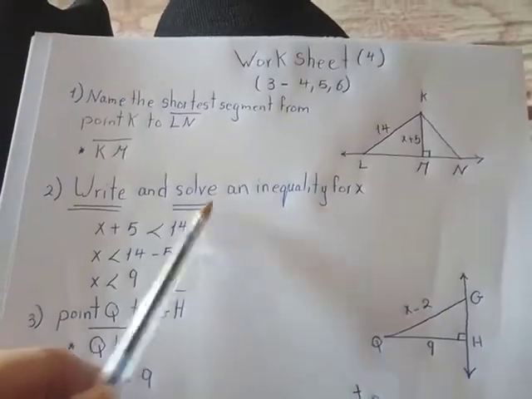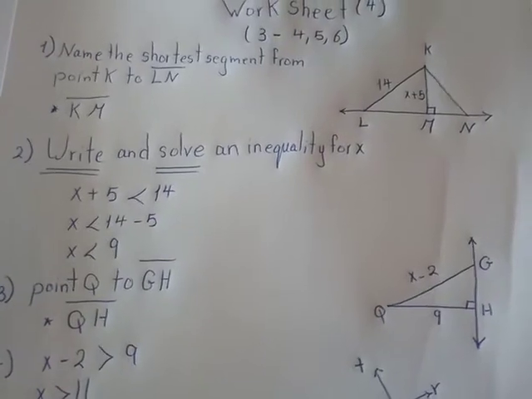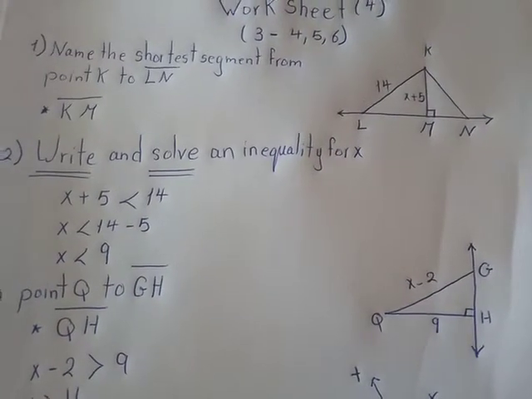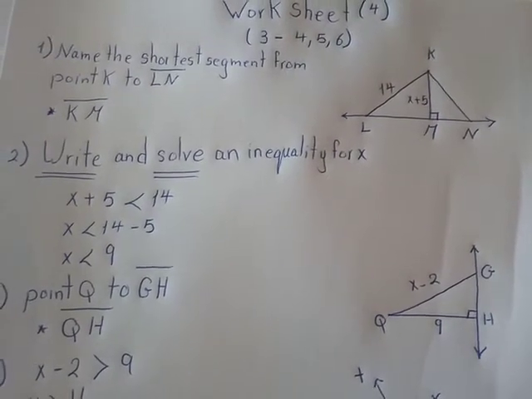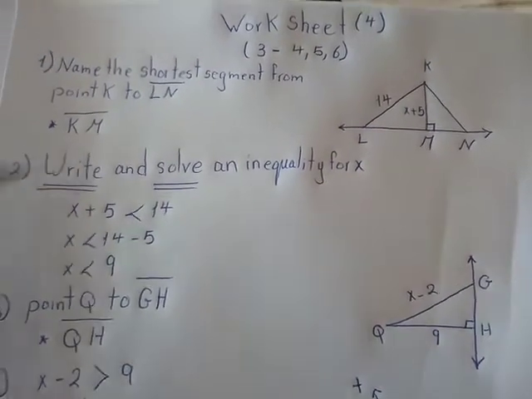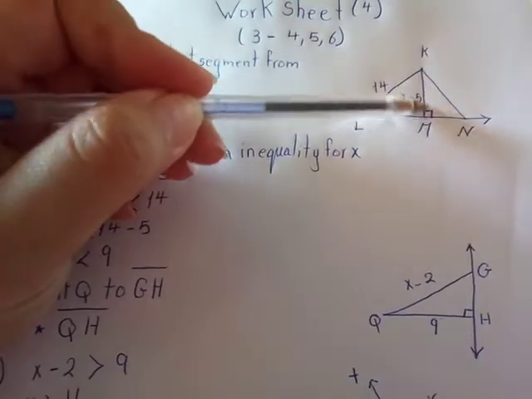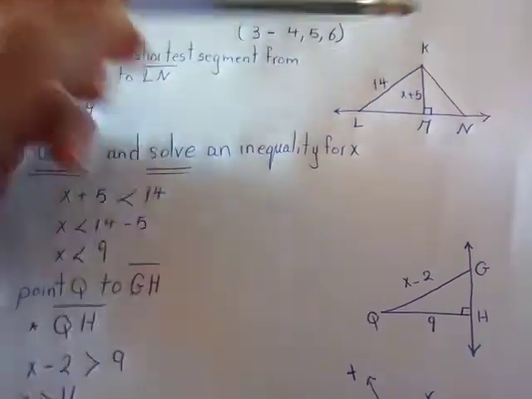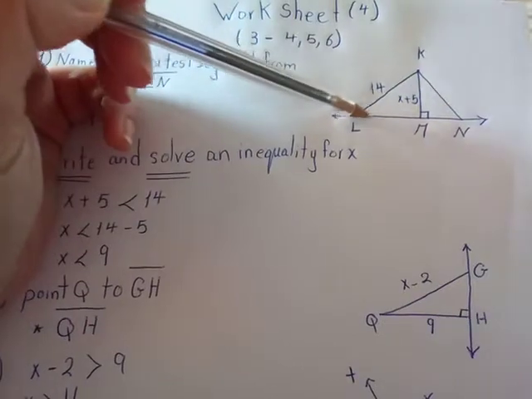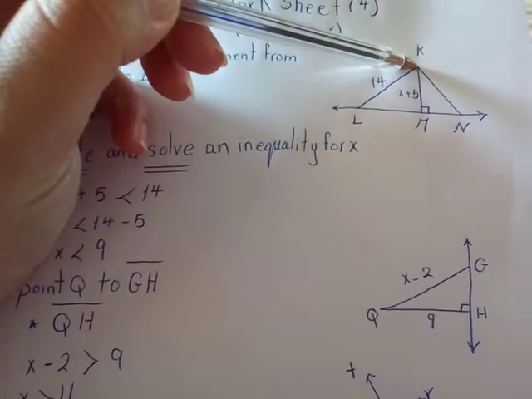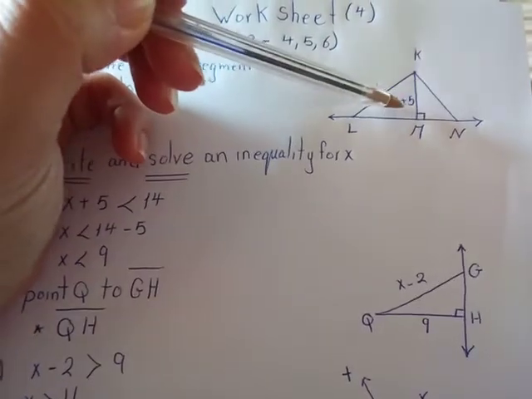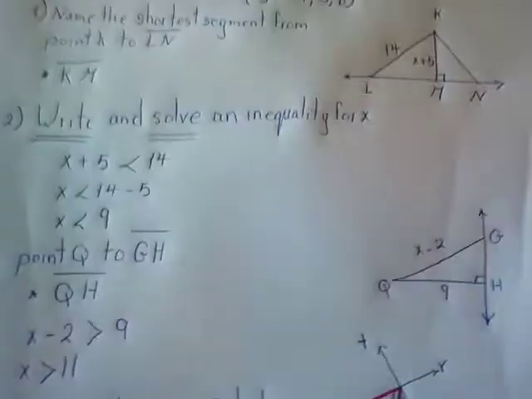Write and solve. So he asked you two things: write and solve an inequality for x. So we need to write the inequality. We said this is the shortest side, so it must be less than the length of any side from K. X plus 5 less than 14.